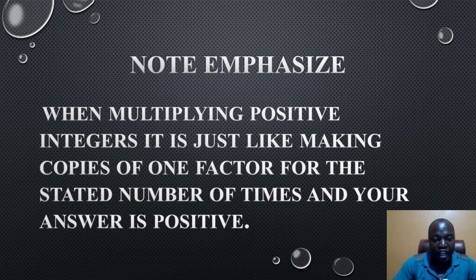So when multiplying positive integers, it is just like making copies of one factor for the stated number of times, and your answer will be positive, because the big question when it comes down to integers is: is my answer positive or is it negative? When it is two positive integers, the result turns out to be positive.